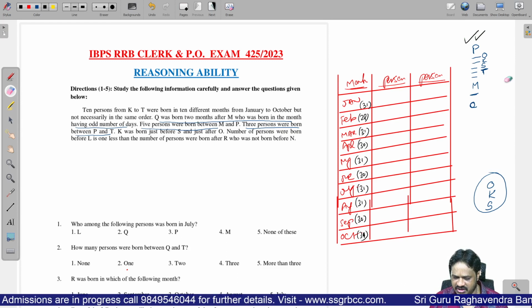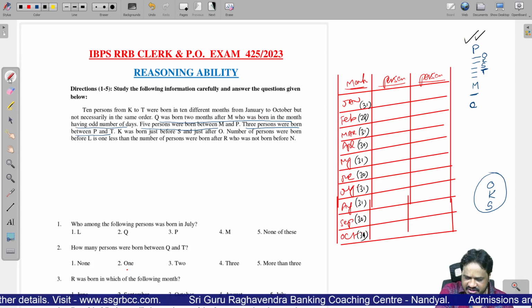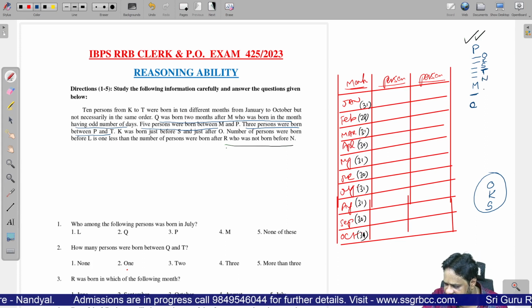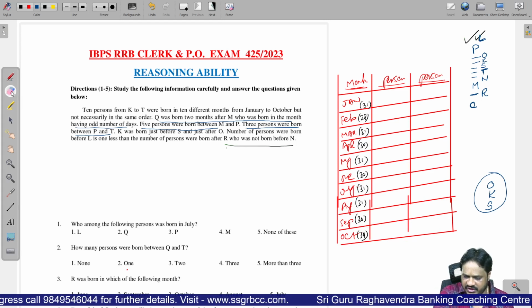Then the number of persons born before L is 1 less than the number of persons born after R who was not born before N. That means R is born after N. So after N only we will get R. Then the number of persons born before L is 1 less than the number of persons who are born after N. N is born after R means here we may get N, here you may get R. After R there is one person. So before L there is no person, which means L should be at the top. So we got the correct arrangement.